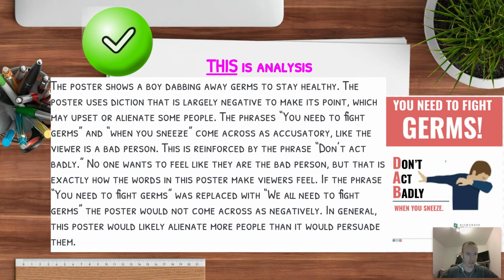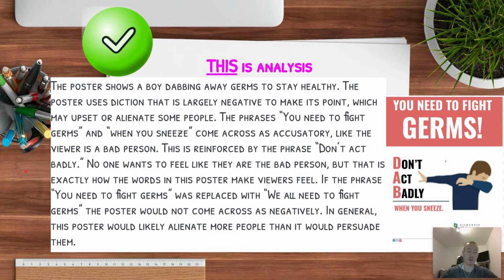This is analysis. The poster shows a boy dabbing away germs to stay healthy. The poster uses diction that is largely negative to make its point, which may upset or alienate some people. The phrases "you need to fight germs" and "when you sneeze" come across as accusatory, like the viewer is a bad person. This is reinforced by the phrase "don't act badly." No one wants to feel like they are the bad person, but that is exactly how the words in this poster are making viewers feel.